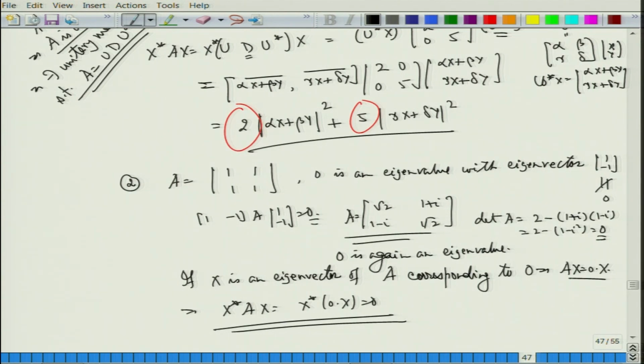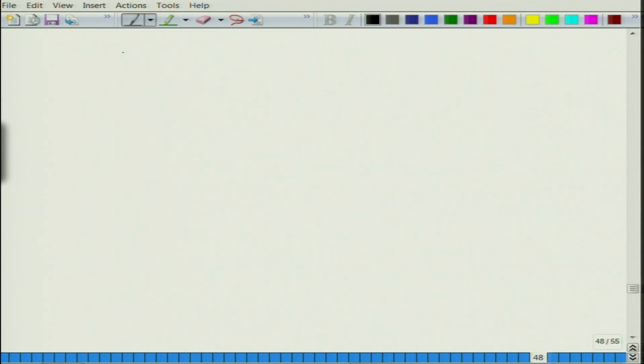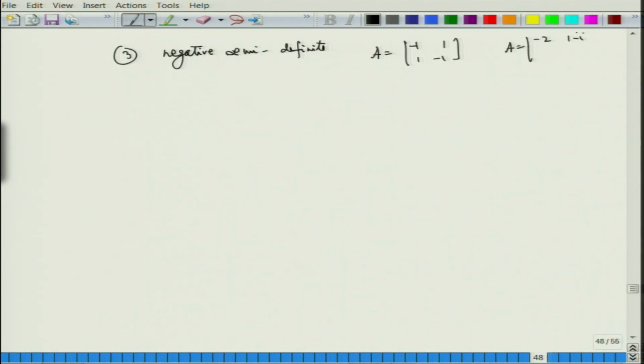All right. Fine. Third example. So I gave you positive semi-definite. Now let me give you negative semi-definite. I hope I've written it correctly. So my A is 1 here, minus 1, 1, and 1 minus 1. This is what I wrote here. Or you can take A to be equal to minus 2, 1 minus I, 1 plus I, minus 1. Check that this is negative semi-definite.